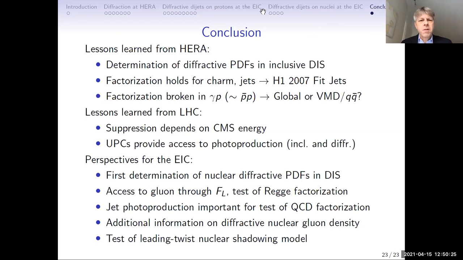We know that it depends on the center of mass energy. We have, even before the EIC starts, the possibility to study photoproduction processes also at the LHC with ultra-peripheral collisions. This is what Vadim talked about in the other session. And the EIC will then have, of course, a much cleaner environment and a unique opportunity to study nuclear diffractive PDFs for the first time, not just in photoproduction, but of course also in deep inelastic scattering. So let me stop here and I apologize for the technical difficulties.